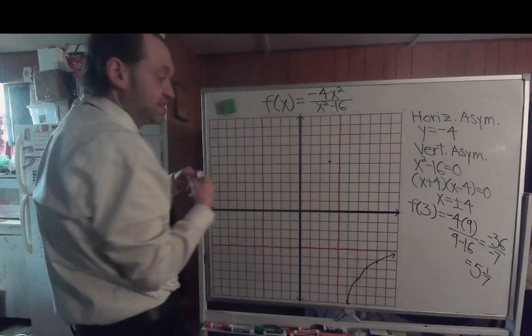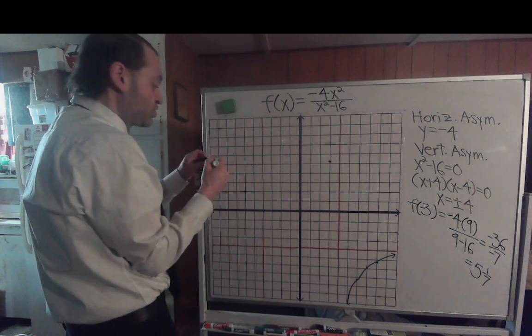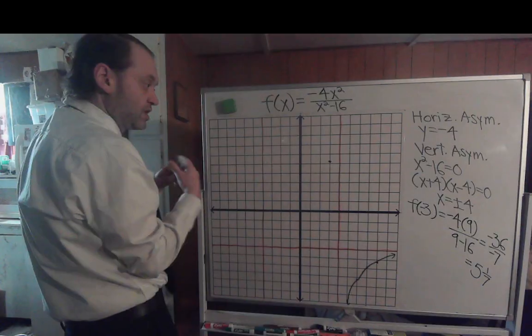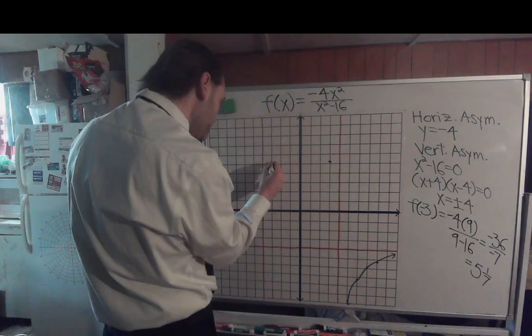All right, and you could actually say the same for negative 3. You would get the exact same thing, right? If you squared the negative 3, you're going to get the exact same thing if you made x negative 3.